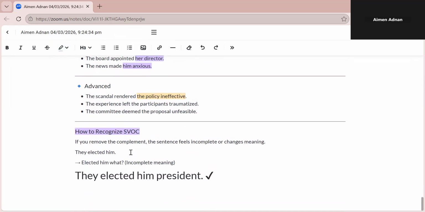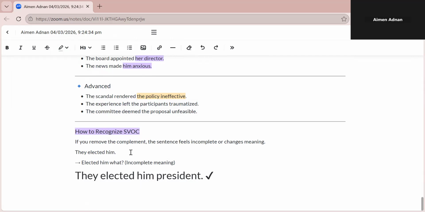So look at the sentence. They elected him, and you have removed the word president. And now you will ask the question what? They elected him what? And the answer is incomplete. You do not know the answer to the question. So that is why it indicates that your SVOC structure is incomplete. It is not an SVOC structure. They elected him becomes an SVO structure, subject, verb, object structure. It does not have a complement.